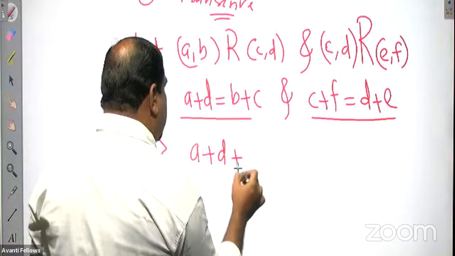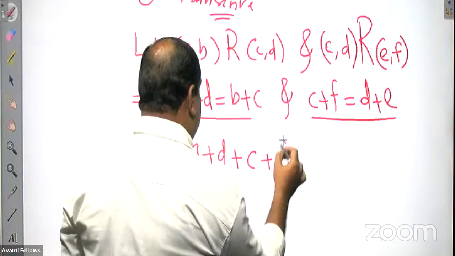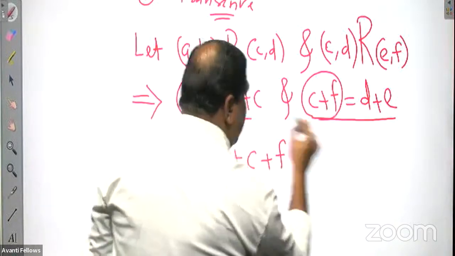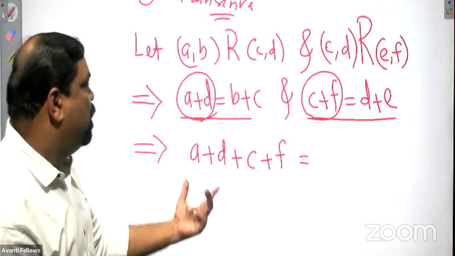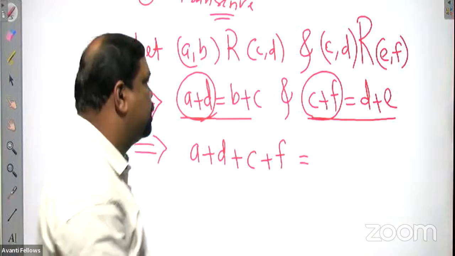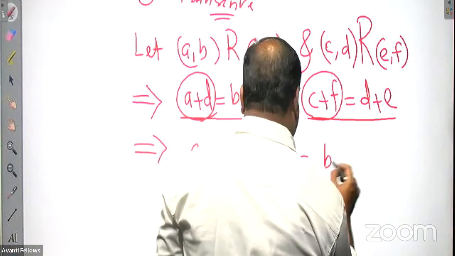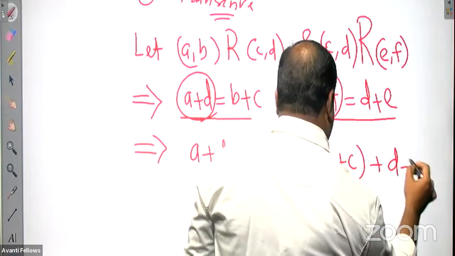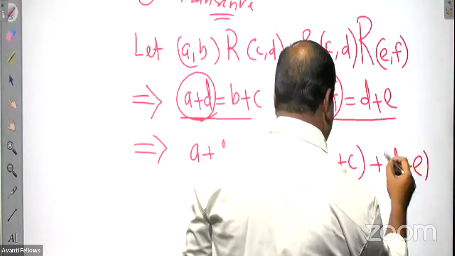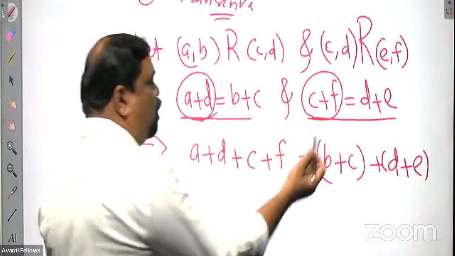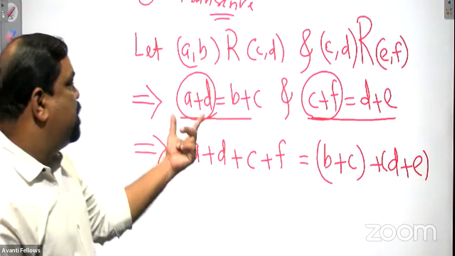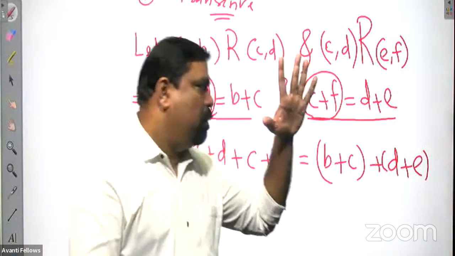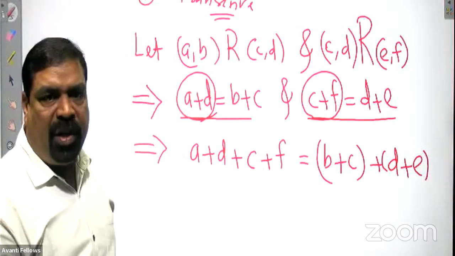Okay. Adding means left side and left side we will add together. So A plus D plus E plus F equal to B plus C plus D plus E. Okay, bracket is not required anyway. So A plus D plus E plus F equal to B plus C plus D plus E. We have added these two conditions.